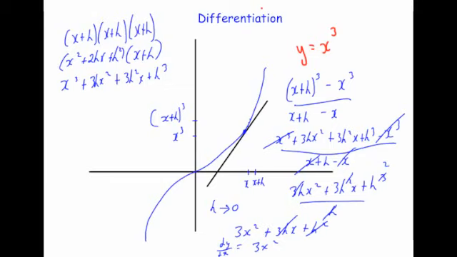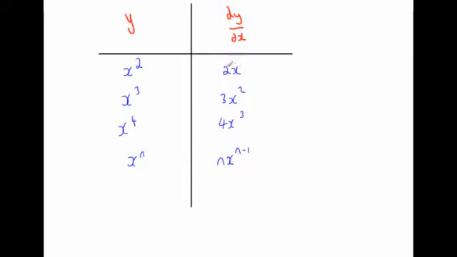Now as you do that for some curves, this is what you find. If we do it for x squared, we get 2x. As we differentiate x cubed, we get 3x squared. As we differentiate x to the 4, we get 4x cubed. If you were to do it for x to the n, you would get n x to the n minus 1. So that is the process of differentiation.